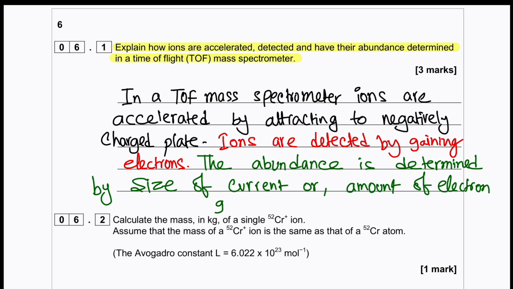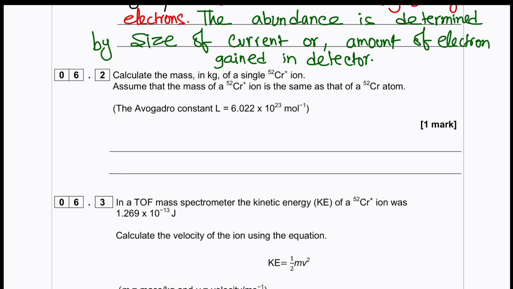Calculate the mass in kgs of a single chromium plus 52 ion. Assume that the mass of a chromium plus 52 ion is the same as that of a chromium 52 atom. In a calculation like this one, first of all, we will consider the chromium in 1 mole. So chromium in 1 mole has a mass of 52 grams.